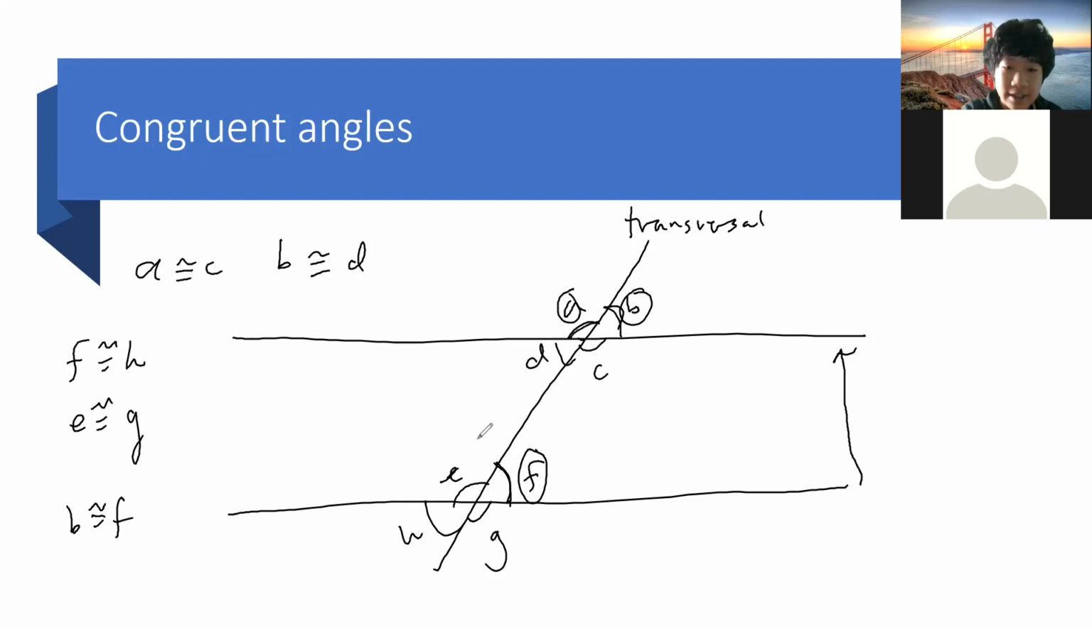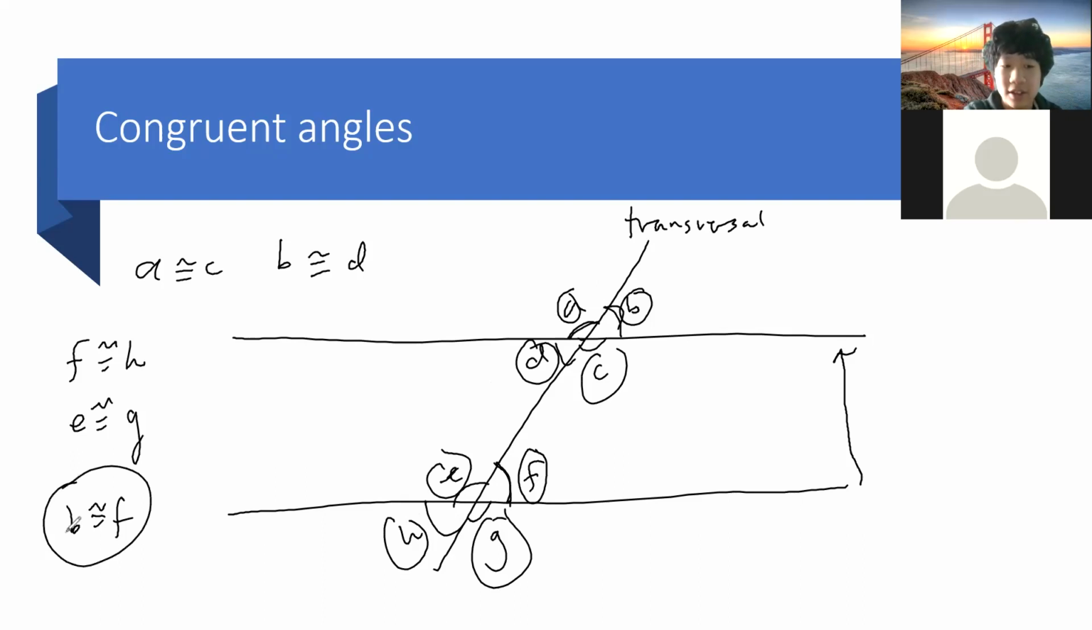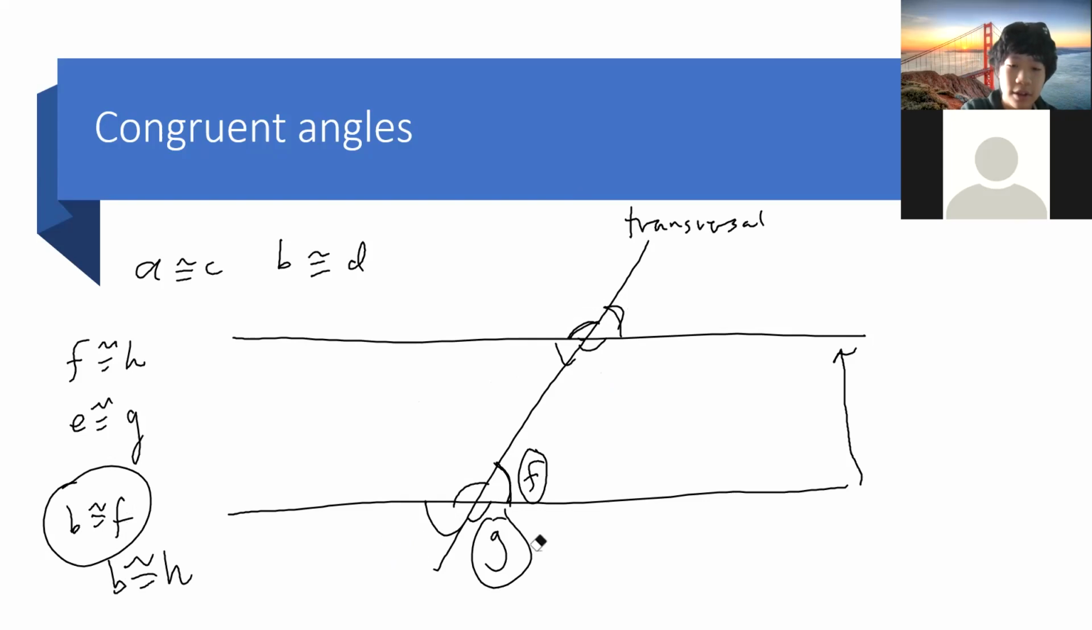This means that A is exactly the same as E, D is exactly the same as H, and G is exactly the same as C. But since B is congruent to F, and F is congruent to H, B is also congruent to H. So we have literally two different measures of angles out of all of these 8. These are the acute angles and they're all congruent, and these are the obtuse angles and they are all congruent.